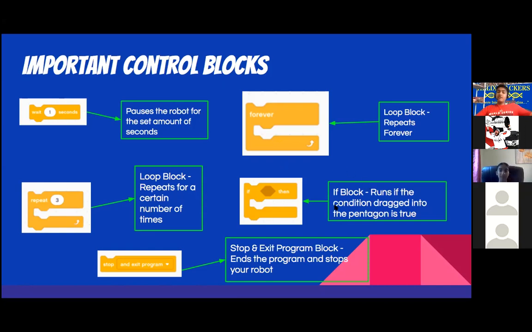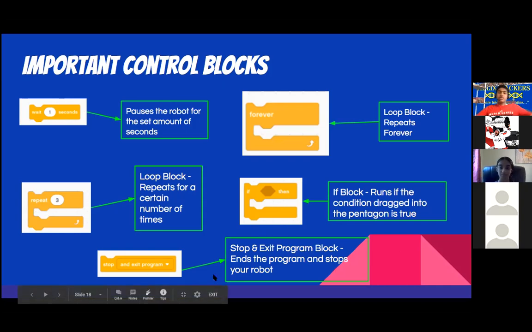So this is the if and then block. This is usually used for sensors, but I think this is very important. If whatever is true, if this is true, then whatever is in this block will run. But if this is false, nothing is going to happen in this block. Whatever is coming next will just proceed from there.